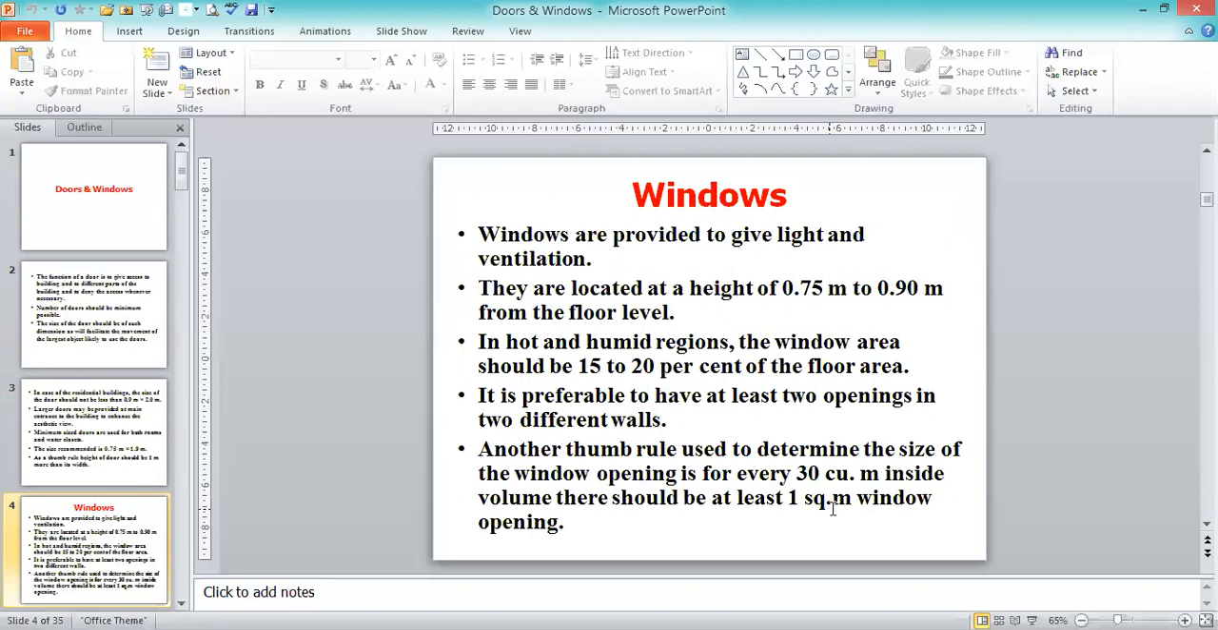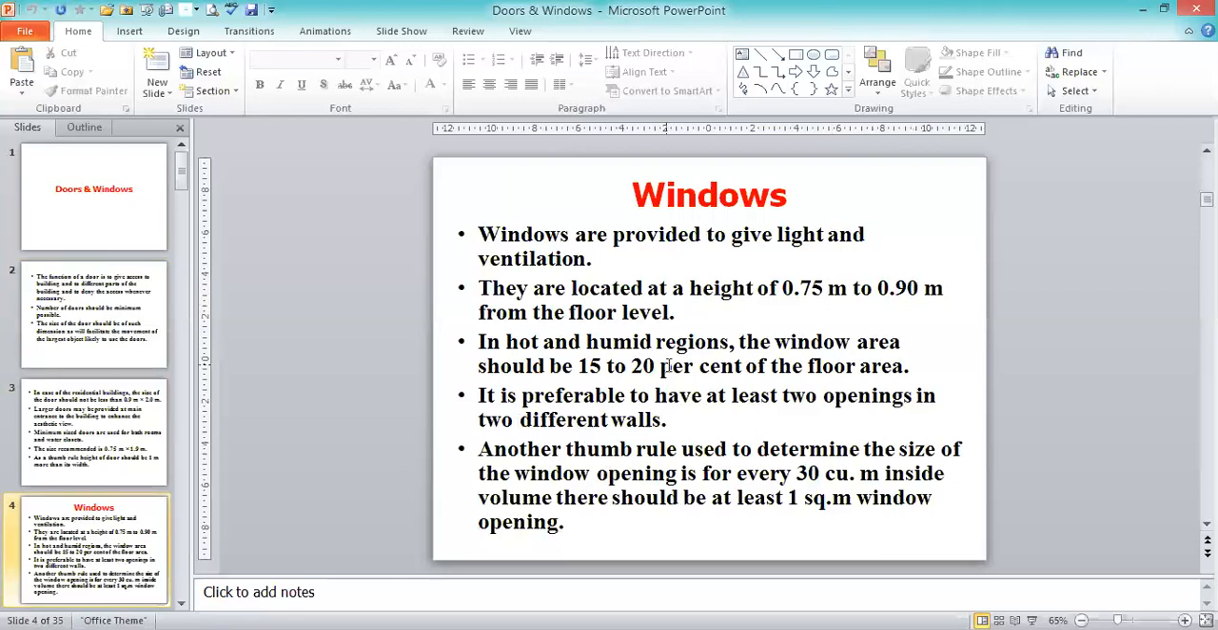The main purpose of windows is ventilation and air circulation. Windows are provided to give light and ventilation. The objective for the provision of windows is to design for light and ventilation. They are located at a height of 0.75 meters to 0.9 meters from the floor level.